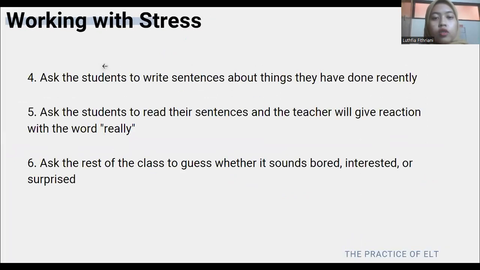After that, ask the students to write sentences about things they have done recently. Ask the students to read their sentences and the teacher will give a reaction with the word really. Ask the rest of the class to guess whether it sounds bored, interested, or surprised.